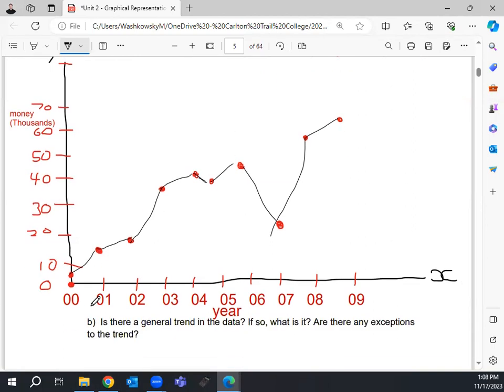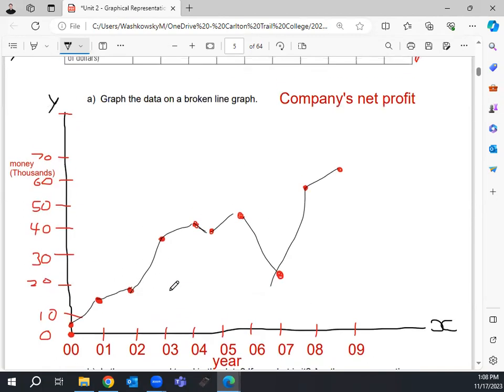And so now what we want to know is what the general trend is in this data. So what's the trend in this company's profits over time? As we read our graph, we read from left to right, right? Is this company making money? Yeah, for the most part, the trend of this is that they're making money.